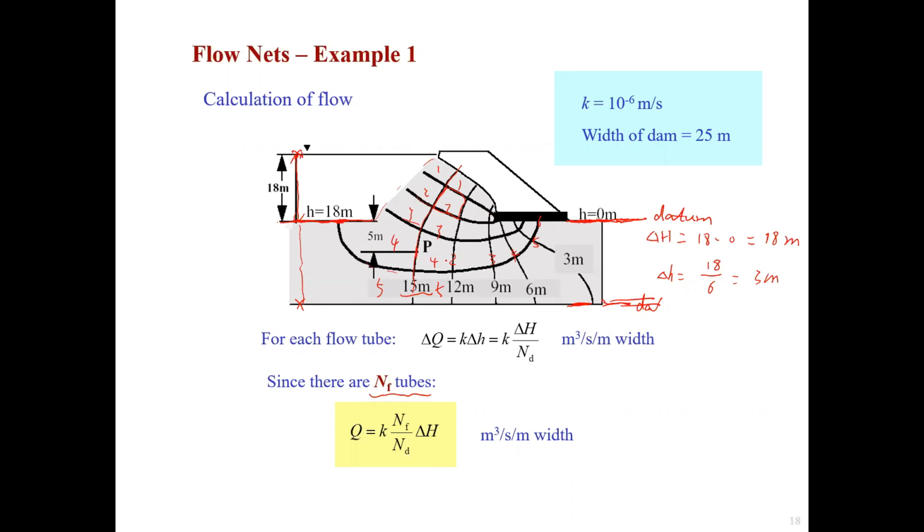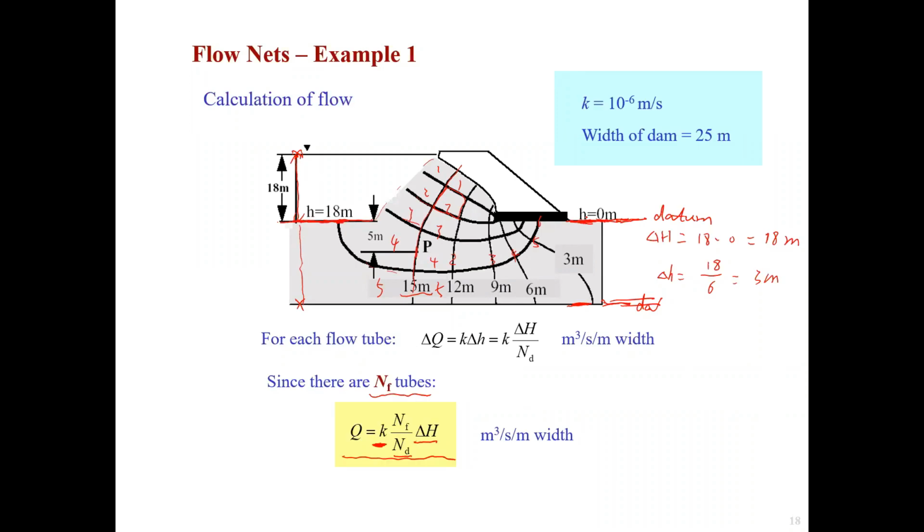And ND, that's the number of head drops. So it's 6 in this figure. This is a really important formula for this lecture. We have to remember this one and also be clear about the physical meaning of each parameter within this formula. K, that's the permeability of the soil, NF, the number of flow tubes, ND, the number of head drops, and delta H, the head difference between the upstream soil and downstream soil.